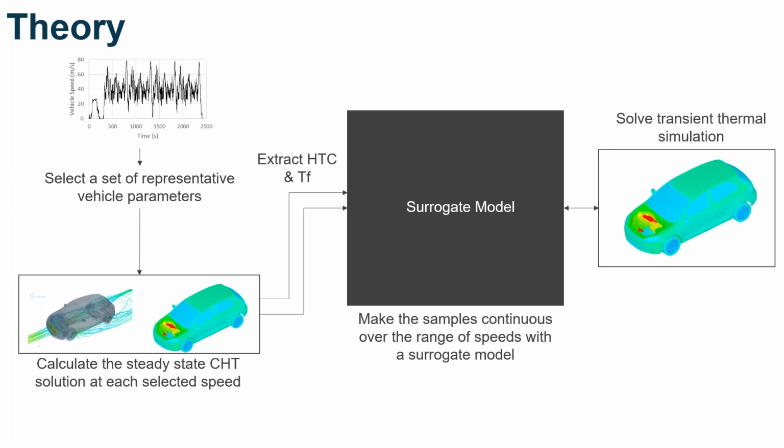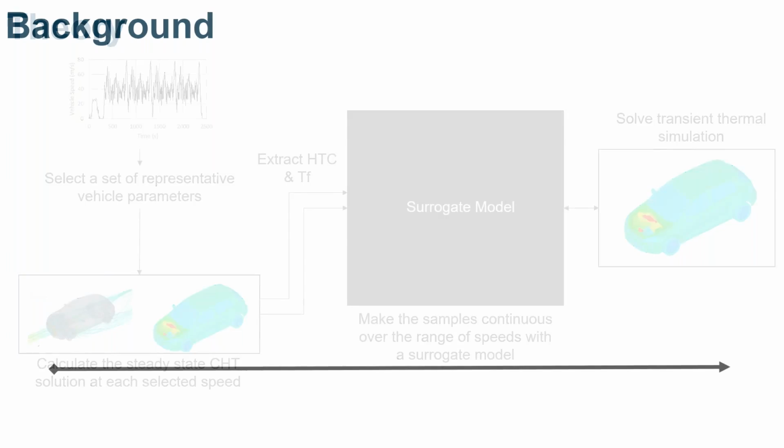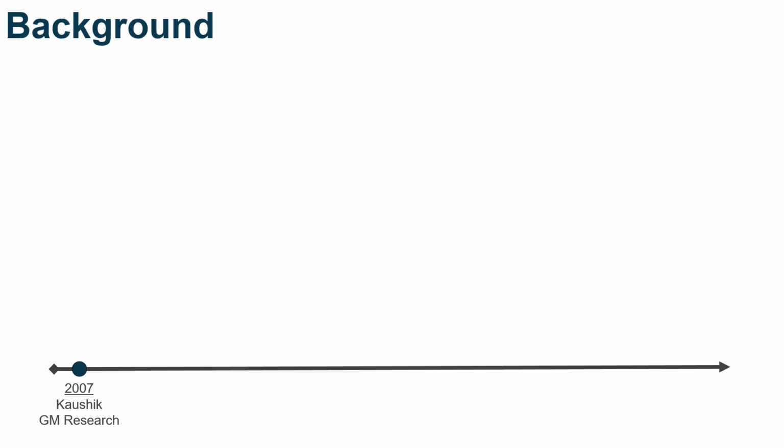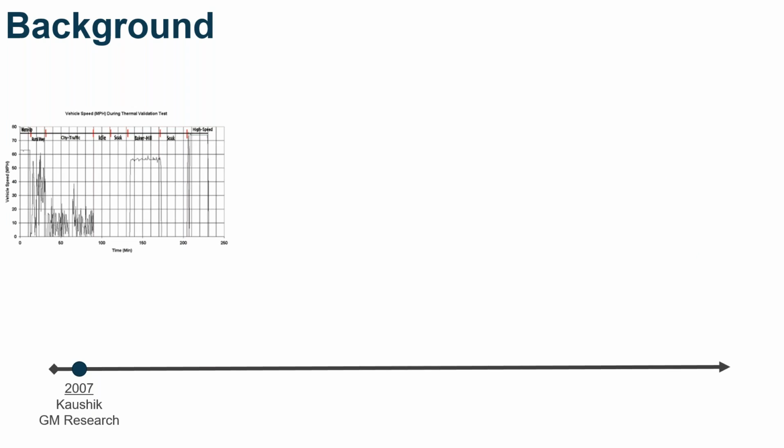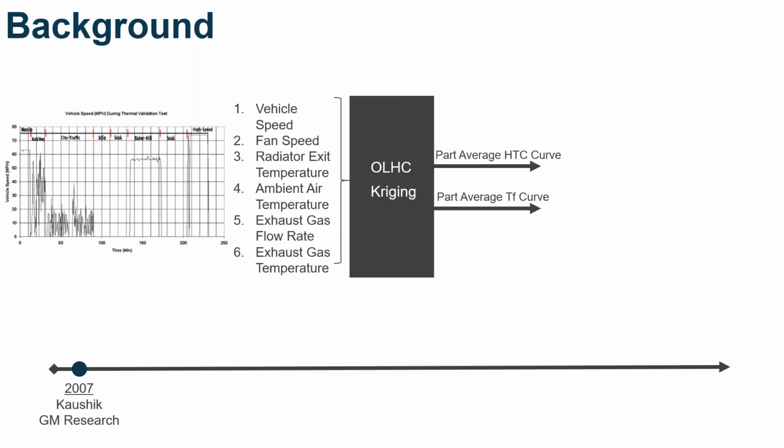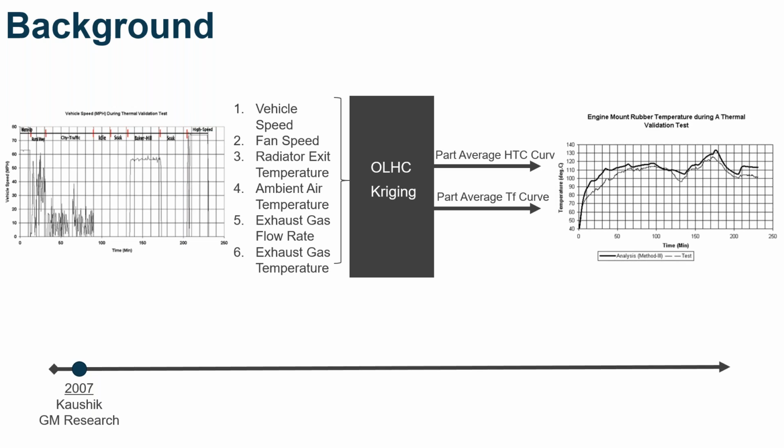And then what we do is we take that surrogate model of the convective boundary conditions, that heat transfer coefficient and fluid temperature that's been made continuous, and then use that to solve the transient thermal simulation. This is actually a fairly old technique. It was originally proposed by Dr. Kaushik at GM Research. He demonstrated that you could take a vehicle test cycle, such as the one shown here on the left, characterize it with as few as 6 operating conditions. He used an optimal Latin hypercube and a Gaussian Kriging model to then calculate part average heat transfer coefficients and fluid temperatures, and then simulated those parts in a transient thermal model.